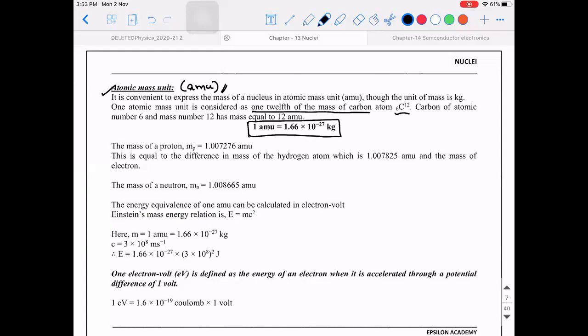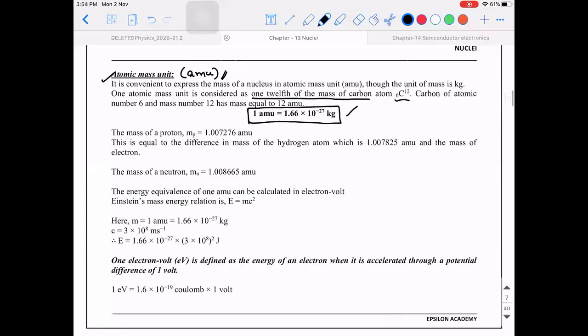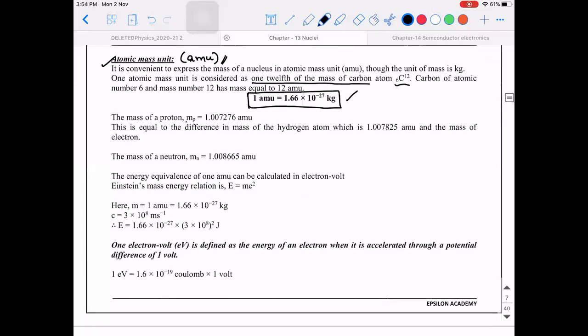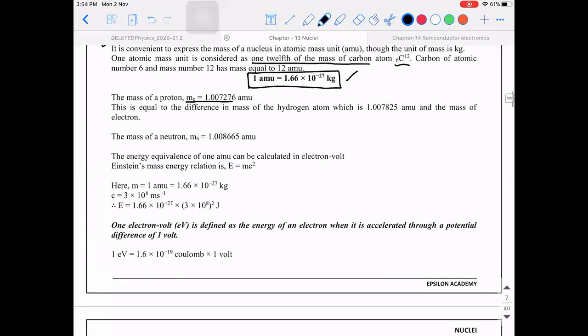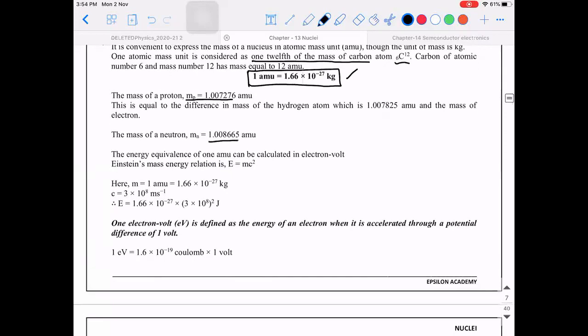Okay. So as I told you, instead of writing mass of proton and mass of neutron in terms of kilogram, if you write it in terms of AMU, then the mass of proton comes out as 1.007276 AMU, and the mass of neutron comes out as 1.008665 AMU, which is slightly greater mass. Neutron is of a slightly greater mass, but on a comparative scale, they both are almost equal because AMU is a factor of 10 power minus 27 kilogram.